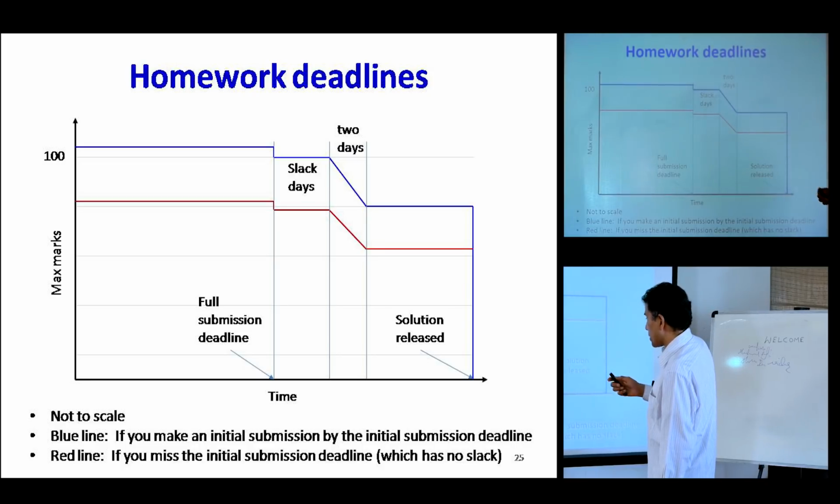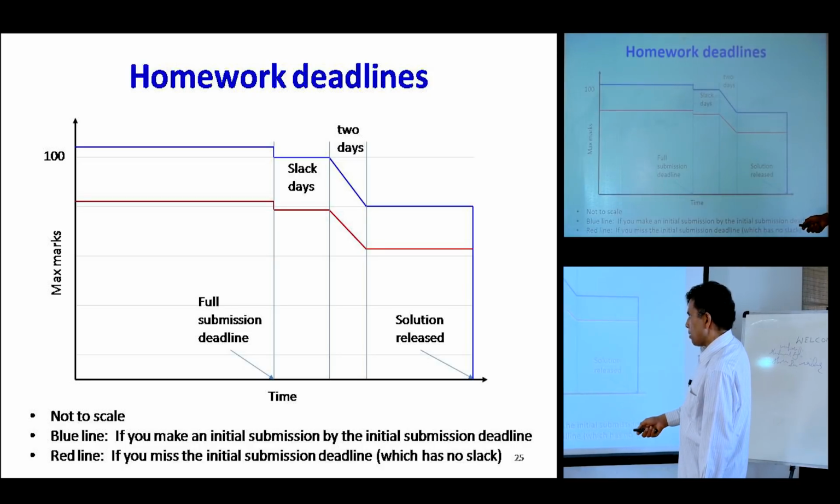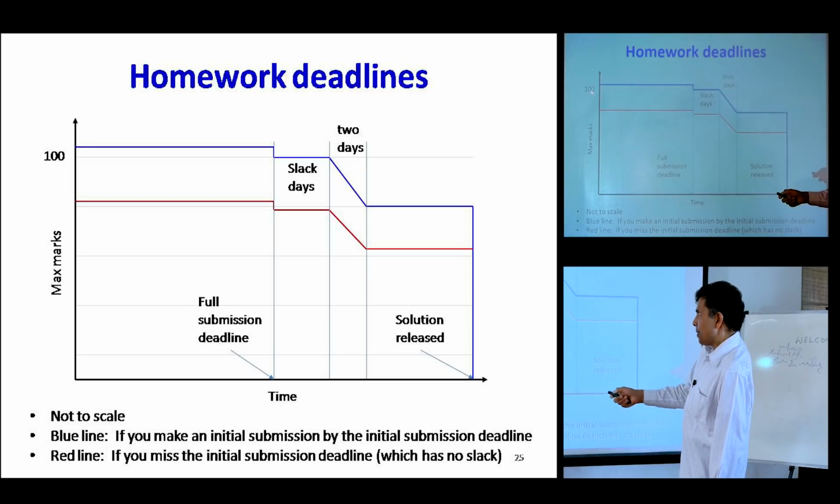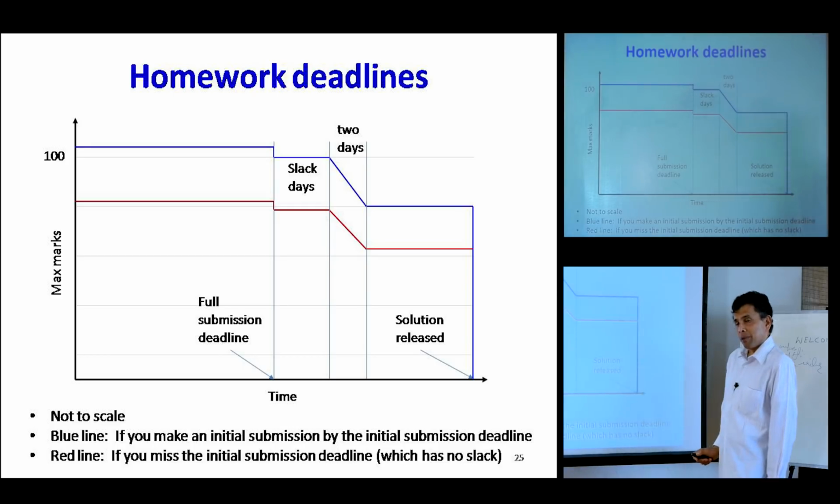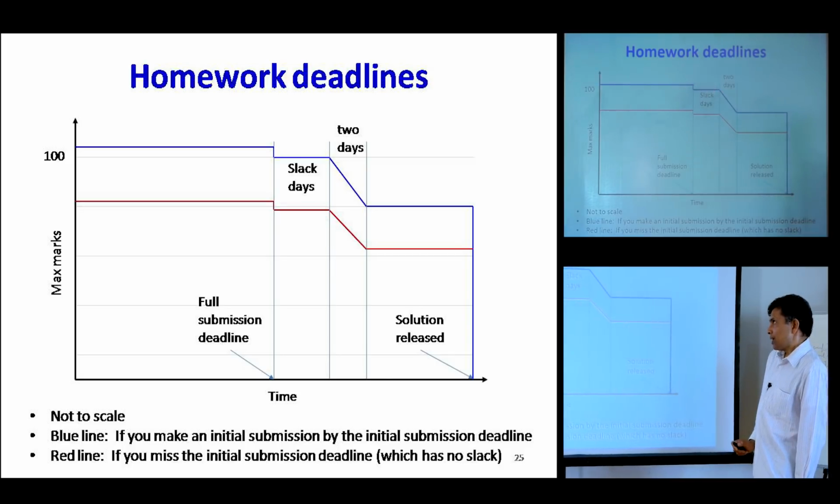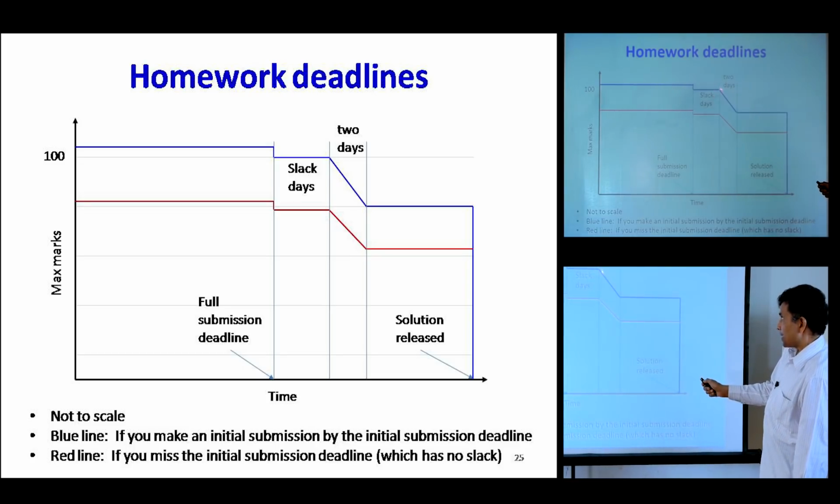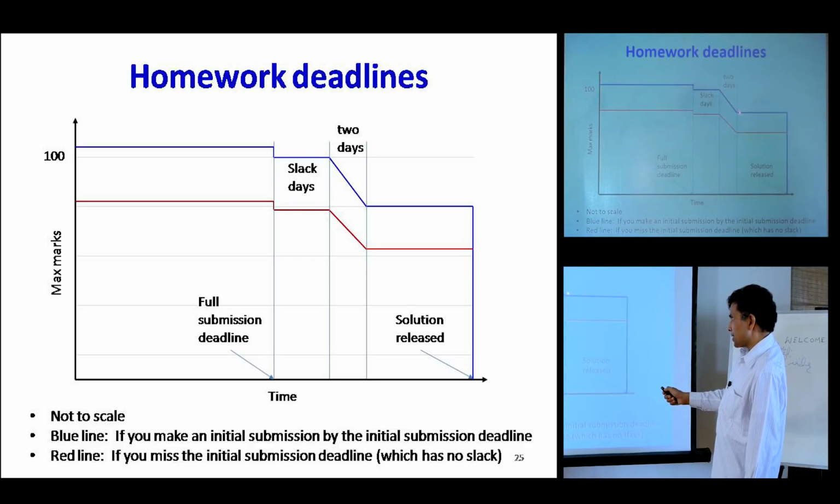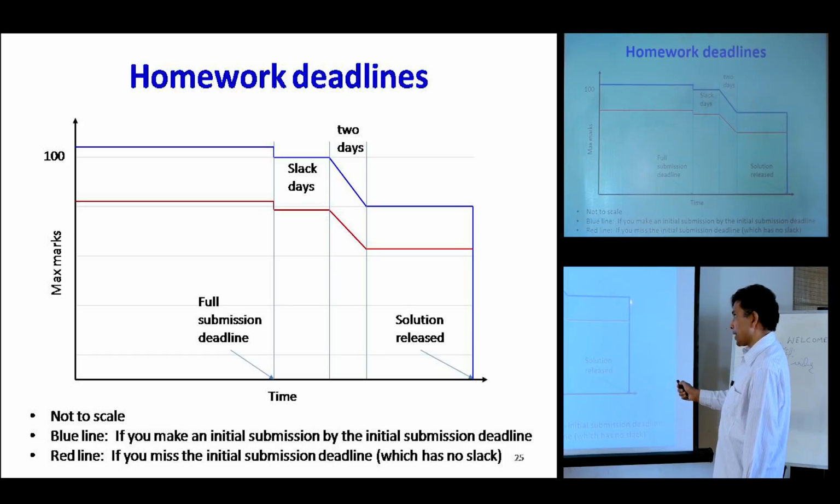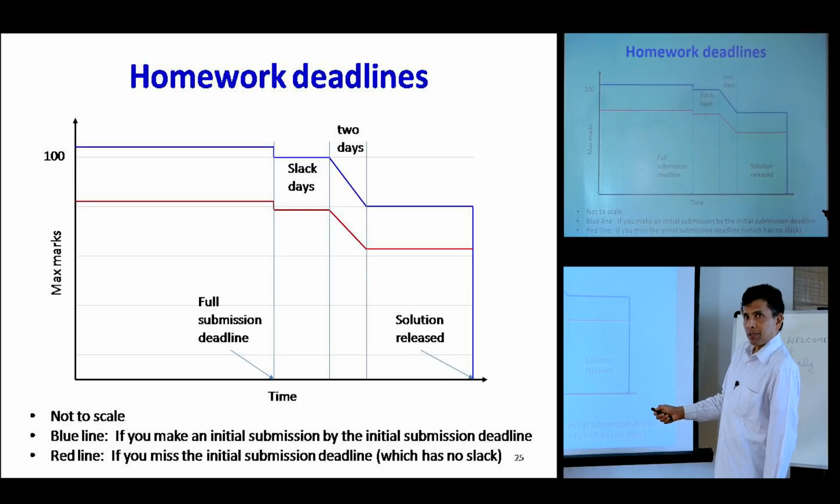So here is a little chart of how the homework deadlines work. If you make the initial submission deadline, then if you submit before the full submission deadline, you can get a maximum of 105 marks. But if you begin using your slack days, then the maximum you can get during the slack period is 100 marks. If you go beyond your slack deadline, then further delays will lose you marks at 10% per day for 2 days. And then if you're more than 2 days beyond your slack days, the maximum you can get is 80 marks. And that will continue till the drop dead deadline, after which you will get no marks for the homework. Now, if you didn't make the initial submission deadline, all of these marks are going to get multiplied by 0.8.